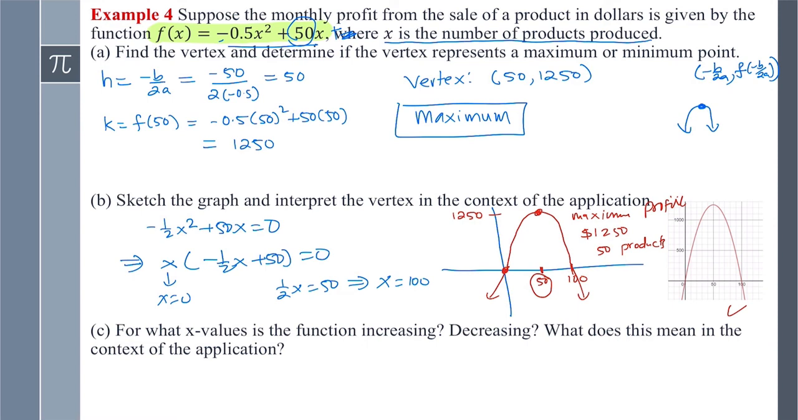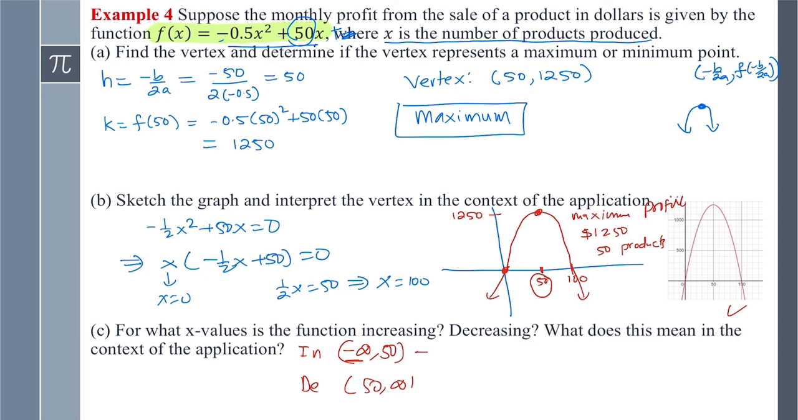Now, for what x values is the function increasing? And for what x values is the function decreasing? And what does this mean in the context of the application? If you just look at the function, it is decreasing from negative infinity to 50 and then increasing. Sorry, I made a mistake. It's increasing here and decreasing here. But if we go back to our context, any negative number is not possible. We never produce a negative number of items.